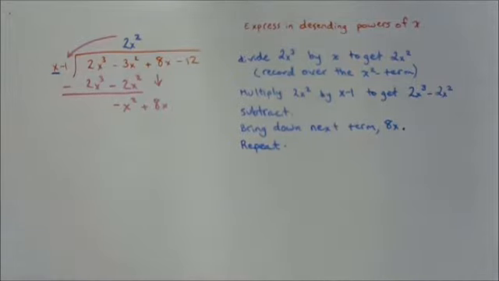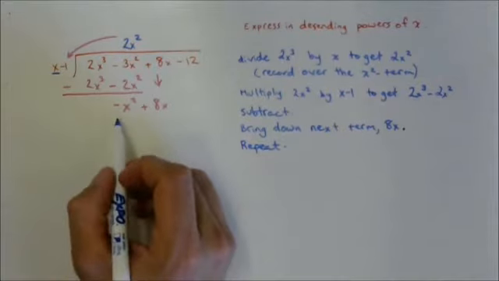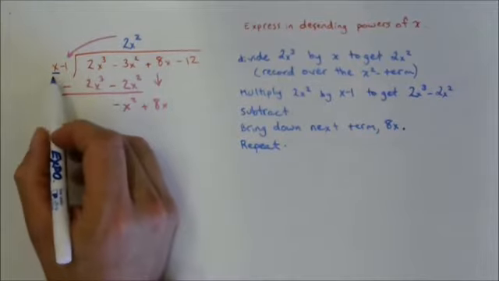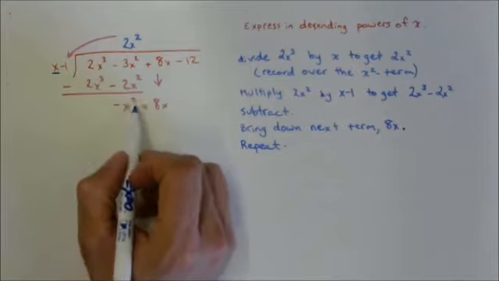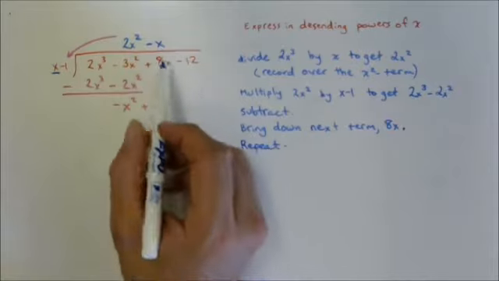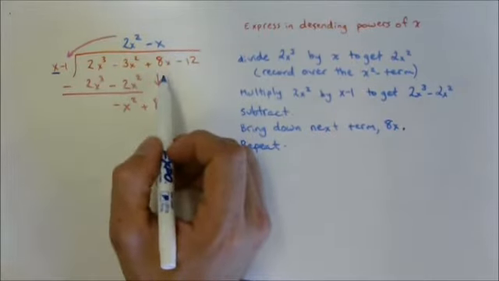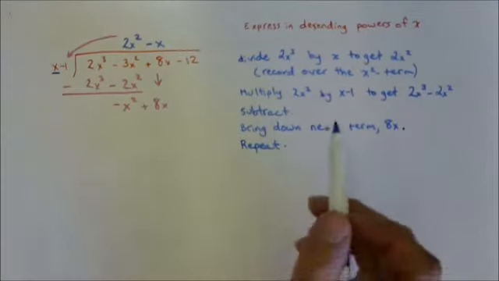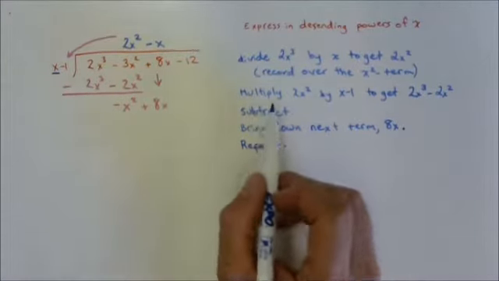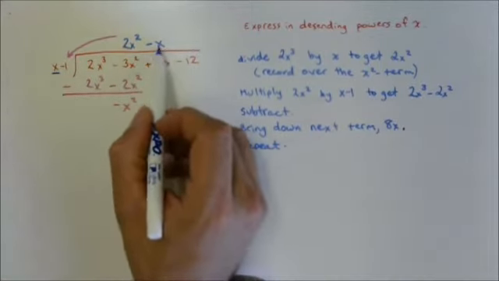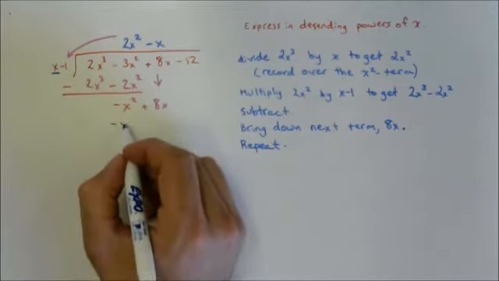So now we're taking this negative x squared and dividing it by x, which leaves us with negative x, writing it over top of the term with x's in them. And then what do we do? Well, we go back here. We're going to multiply back down through x minus 1. Our first term, negative x times x, is negative x squared. That's good.